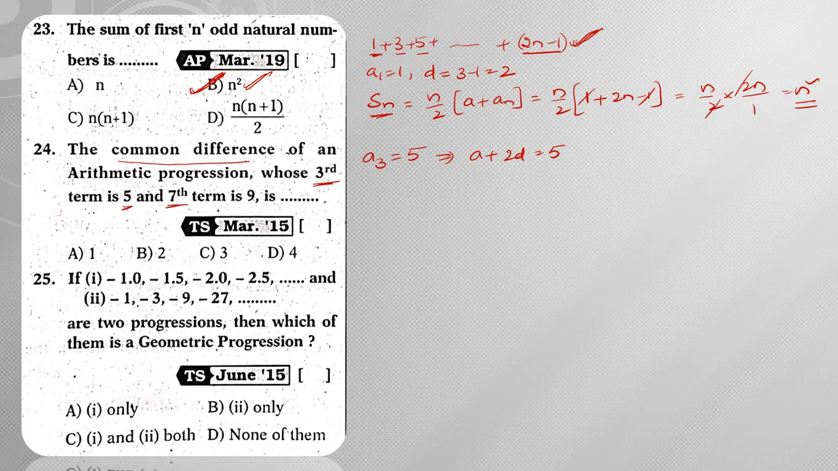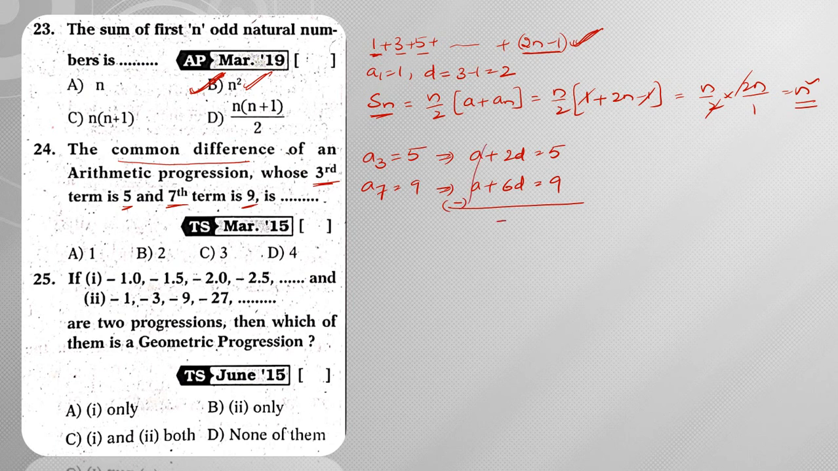Next, he has given seventh term is 9. So seventh term is 9 means a7 is equal to 9, which I can write as a plus 6d is equal to 9. Now what is he asking? He is asking about common difference. Then what I can do? I can do subtraction.